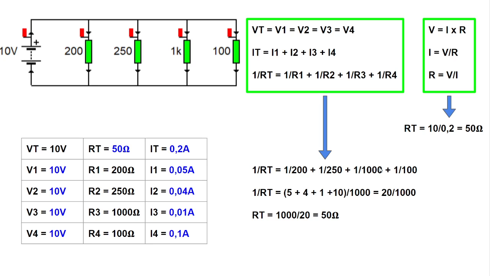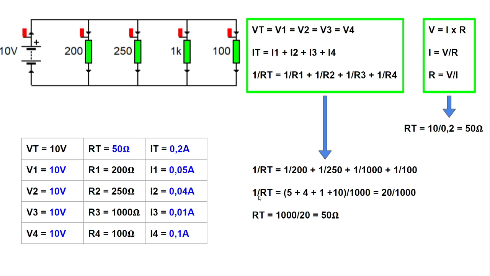So from 200 to get to 1000, I have to multiply by 5. 250 I will have to multiply by 4. From 1000 I don't have to multiply, so it remains as 1. And from 100 I will have to multiply by 10. So it's 5 plus 4 plus 1 plus 10, all of that divided by 1000. That's equal to 20 divided by 1000. But that's not the total resistance, that's the inverse of the total resistance.